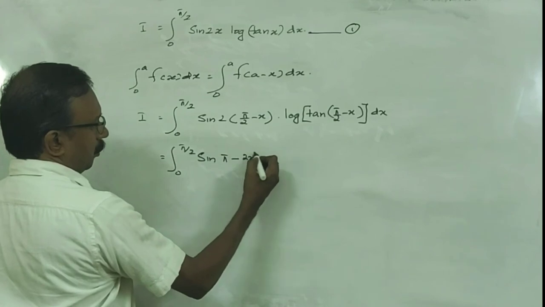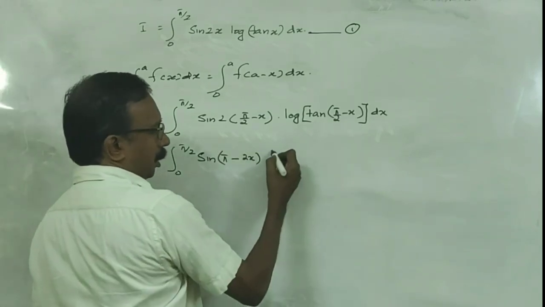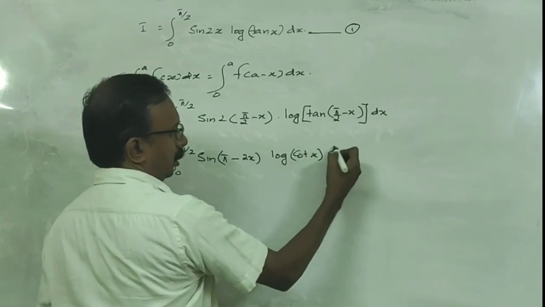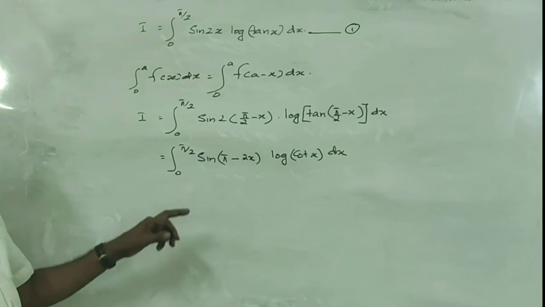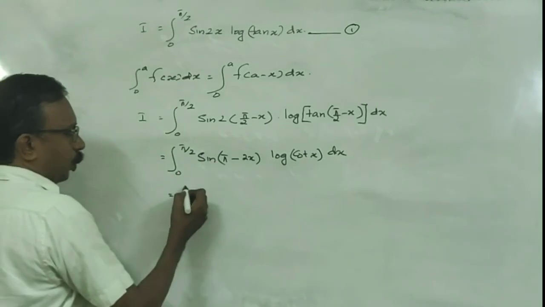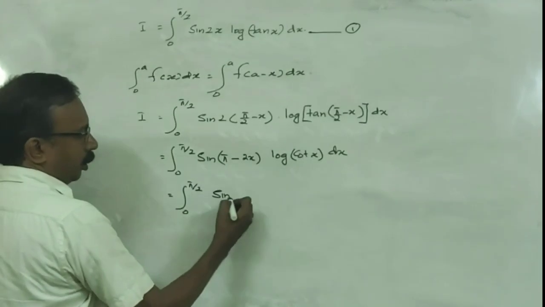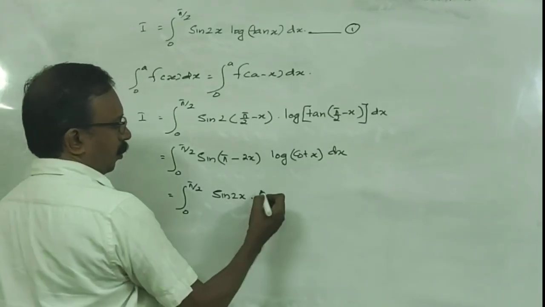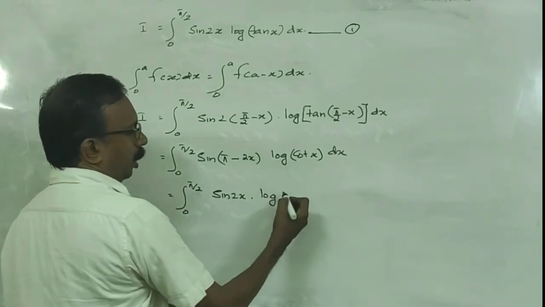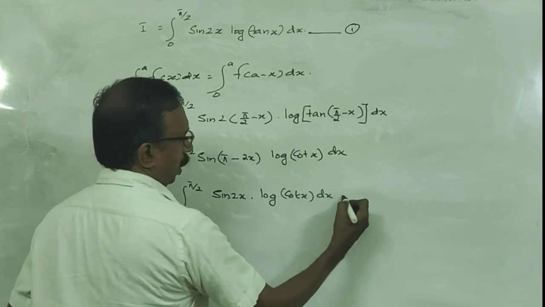So, integral 0 to pi by 2, sin of 2 into pi by 2 minus x, that is sin pi minus 2x. Tan 90 minus theta is cot theta, so log cot x. Sin pi minus 2x is what? Sin 2x. So sin pi minus 2x is sin 2x into log cot x. This is equation number 2.